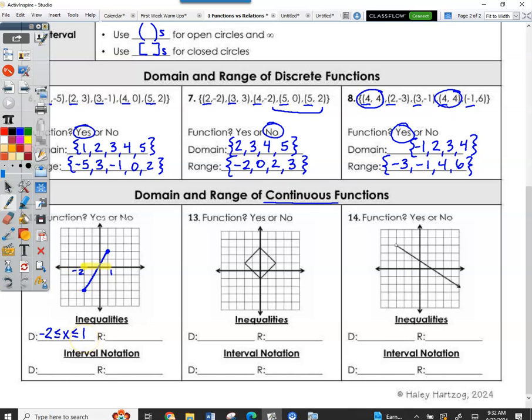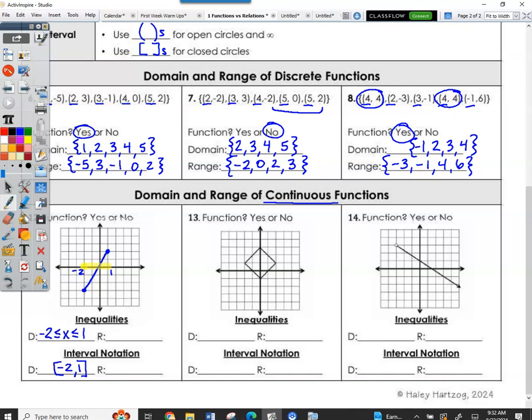Now, I personally like interval notation way easier. To me, this is harder for kids. So -2 to 1. Why did I put brackets on it? Because there are closed circles.